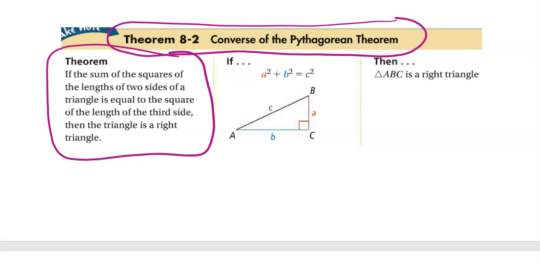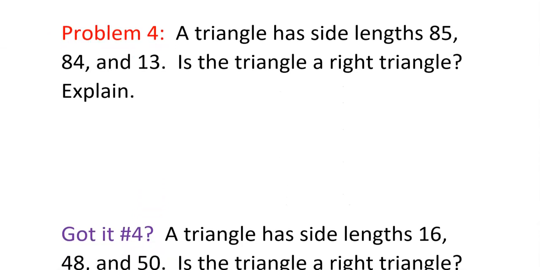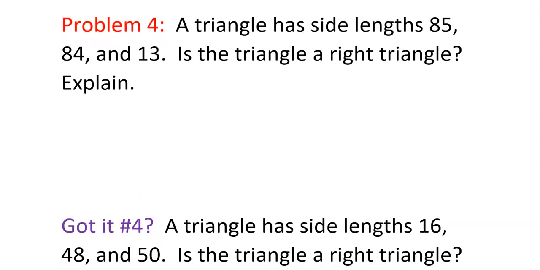If the sum of the squares of the lengths of two sides of a triangle is equal to the square of the length of the third side, then it's a right triangle. And you guys kind of knew that before. Okay, so here's what we're going to do. All they're asking for this time is, is it a right triangle? So we don't have to do the other two yet. Now, if they give us 85, 84, and 13, which one is C? The 85, the longest one.